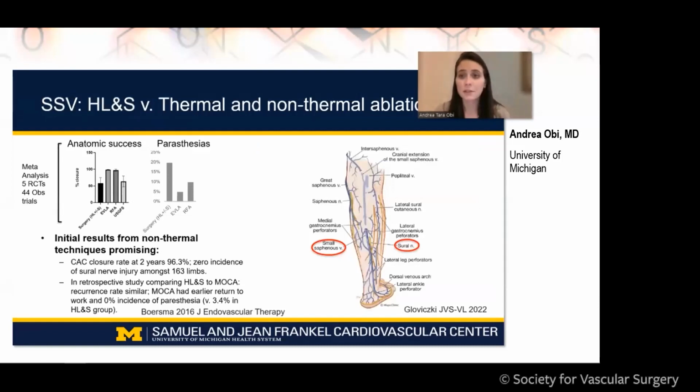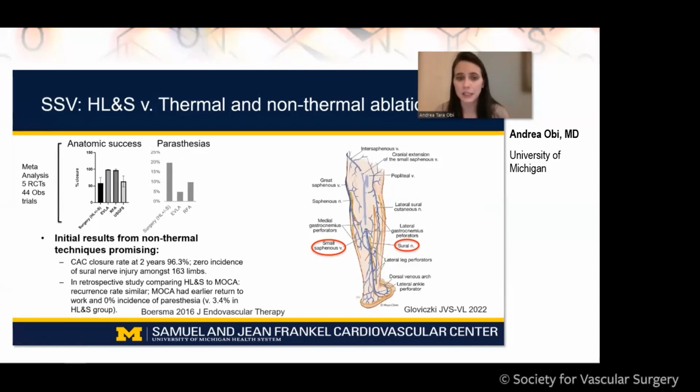What about the small saphenous vein? How does the data differ here? Well, we know from meta-analysis, including 5 randomized control trials and 44 observational trials, that high ligation and stripping seems to have a slightly lower anatomic success rate compared to the endothermal techniques of EVLA and RFA, and a higher risk of paresthesias, likely due to the proximity of the sural nerve to the small saphenous vein. What we don't have is high quality data comparing high ligation and stripping to non-thermal techniques.